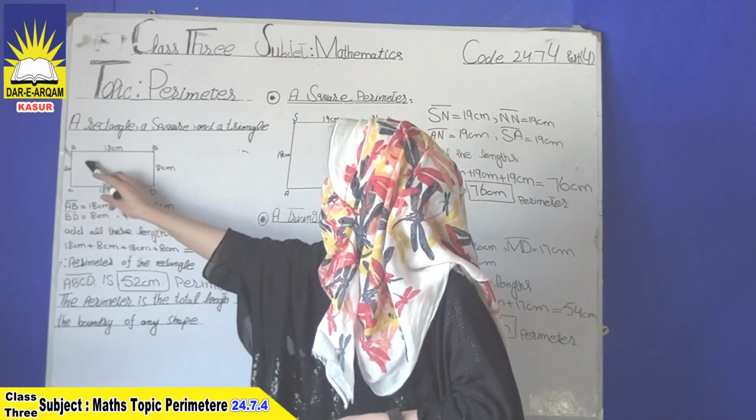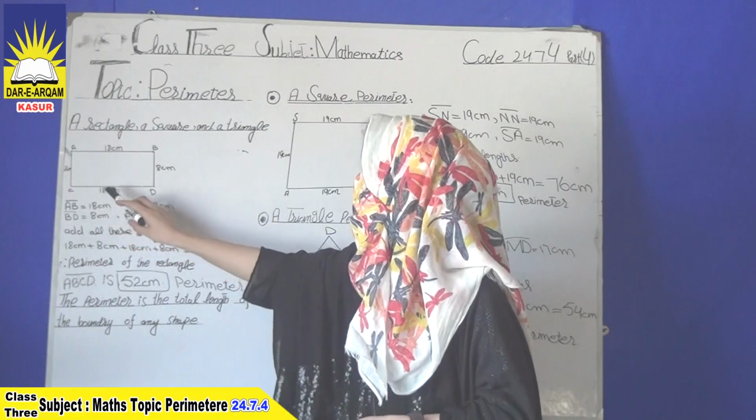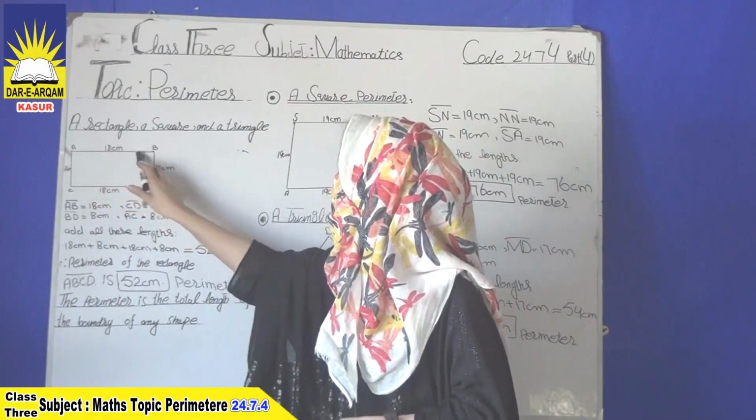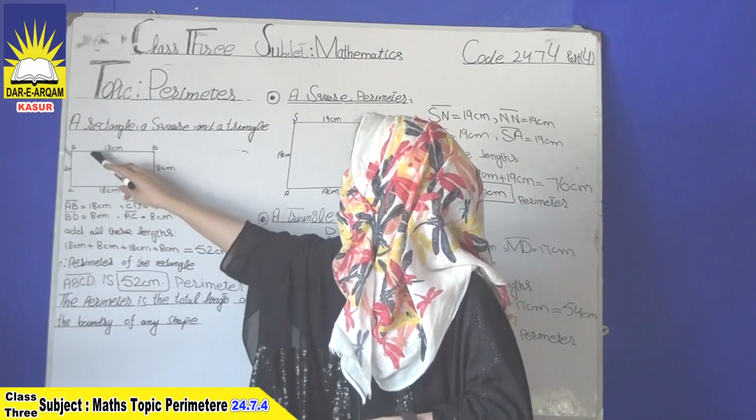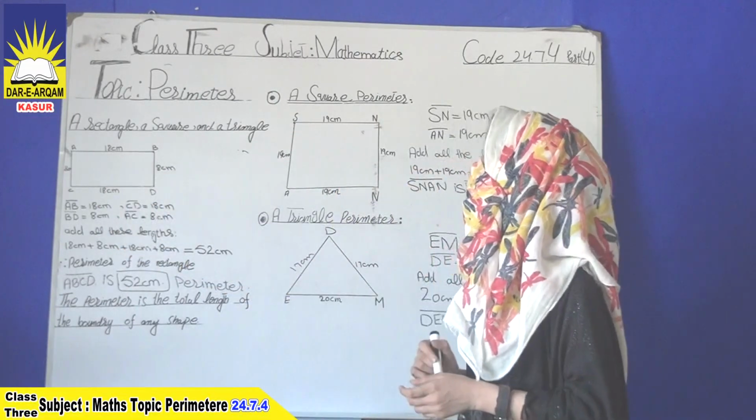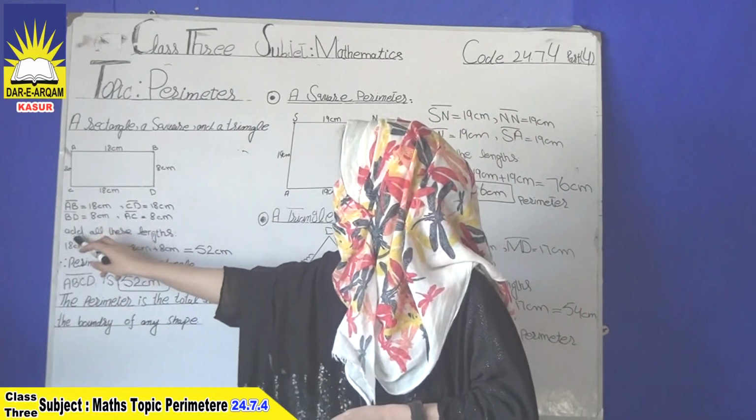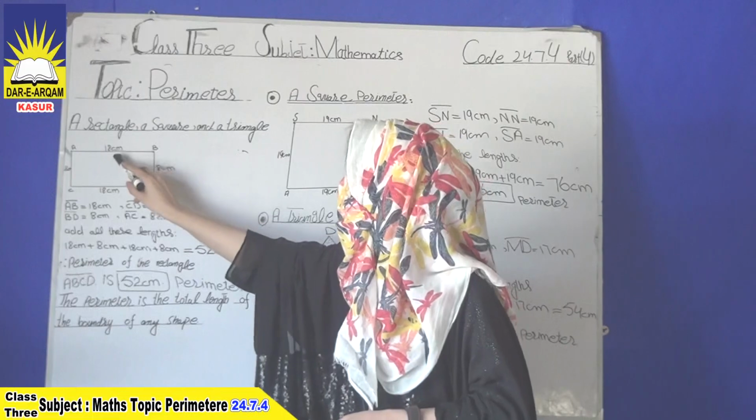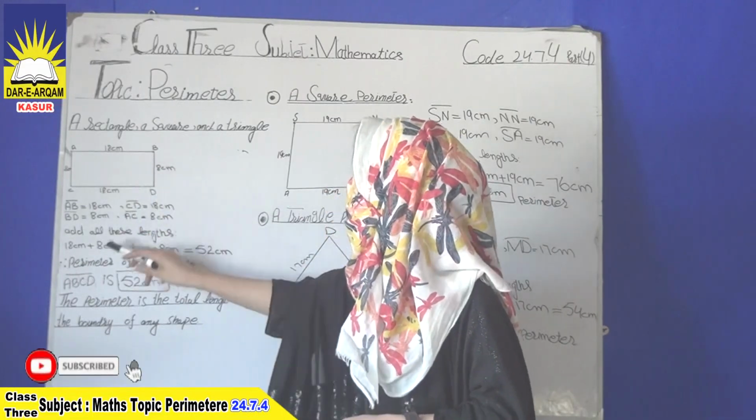We have AB as 18 centimeters, next CD is 18 centimeters, BD equals 8 centimeters and AC equals 8 centimeters. Add all these four lengths: 1, 2, 3 and 4.